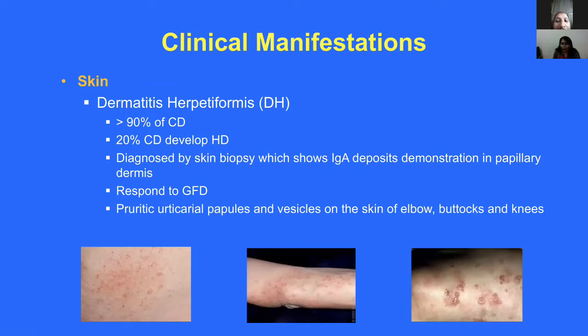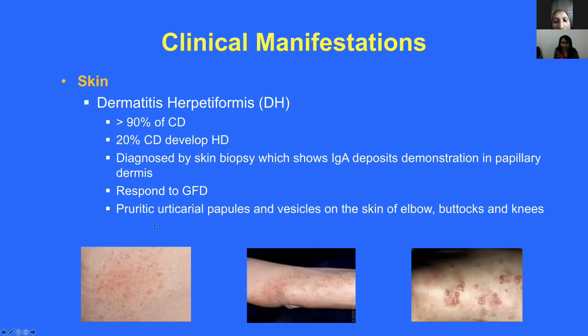Skin is a very common presentation in patients with celiac disease. Almost 90% of patients with dermatitis herpetiformis, more than 90% in fact, have celiac disease. In the opposite way, 20% of celiac disease patients, over a period of time, develop dermatitis herpetiformis. How do we diagnose? We can diagnose this by skin biopsy, in which we see IgA deposits seen in the dermis. This problem responds to a gluten-free diet.